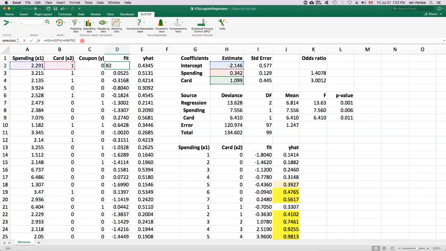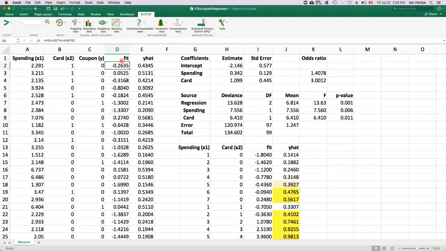So it's not actually a predicted response, which it would be in linear regression because the model's a little bit different, but we'll talk about that in a second. For now, let's just use the equation as it's given to us and figure out what minus 2.146 plus 0.342 times x1 plus 1.099 times x2 comes to for each of our sample observations. So it's minus 0.2635 for the first one, 0.0525 for the second one, and so on, all the way down.